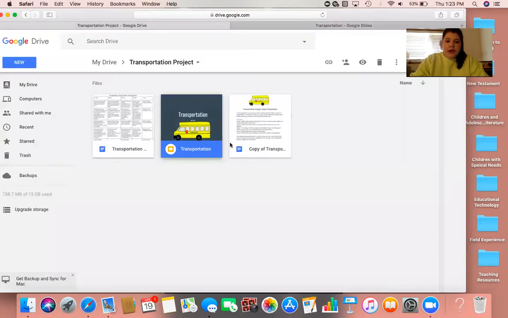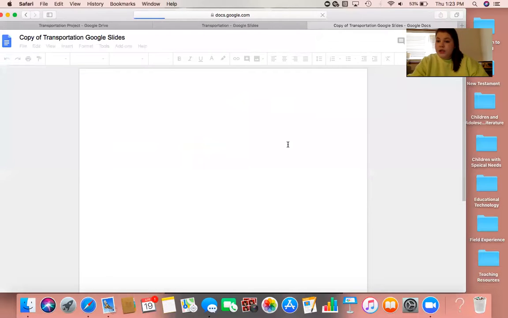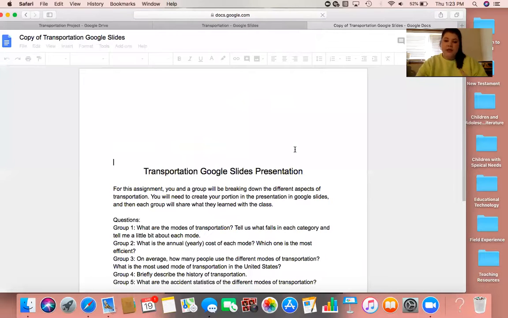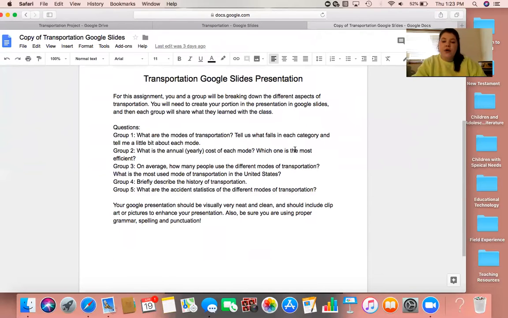So these were my instructions. I just made a copy of my original instructions and changed it, so I still had the original set. I'll put the original set along with the copy set as a link on the discussion. I said, for this assignment, you and a group will be breaking down the different aspects of transportation. You will need to create your portion in the presentation in Google Slides, and then each group will share what they learned with the class.